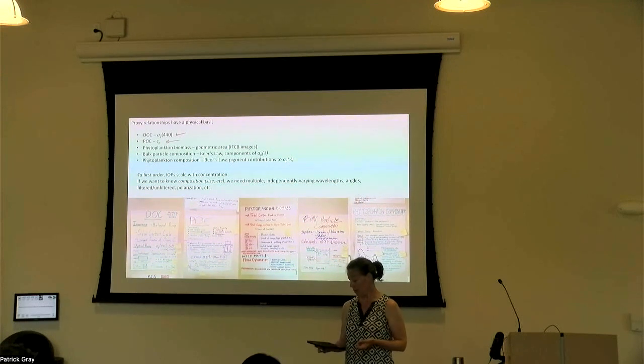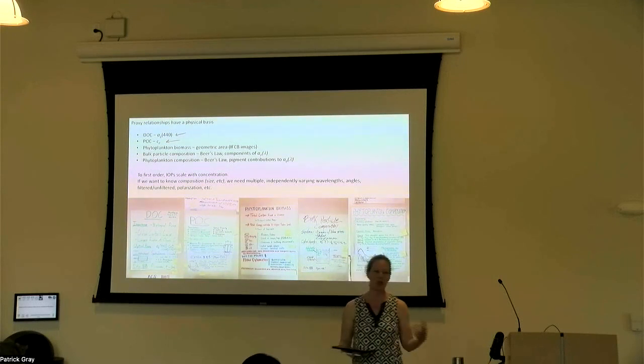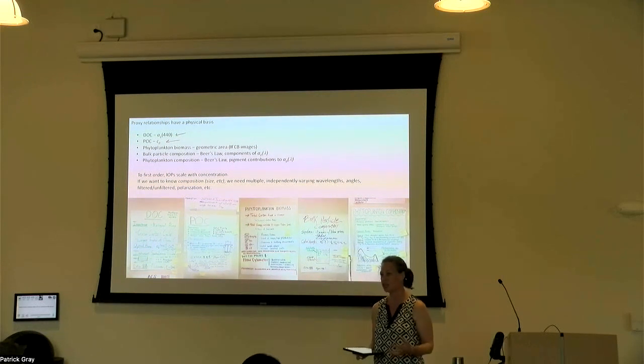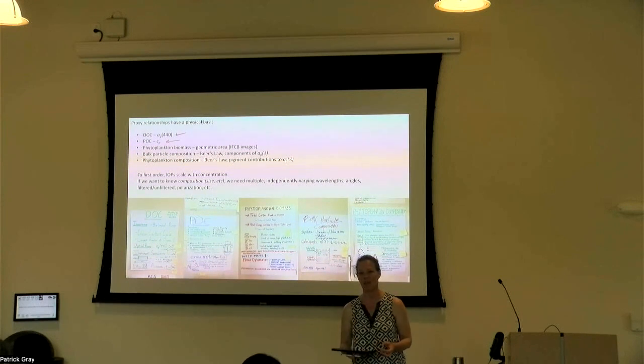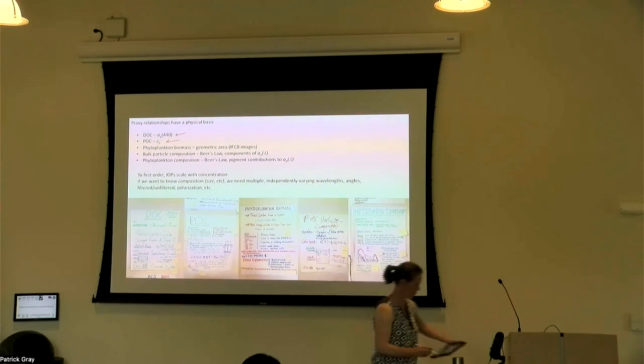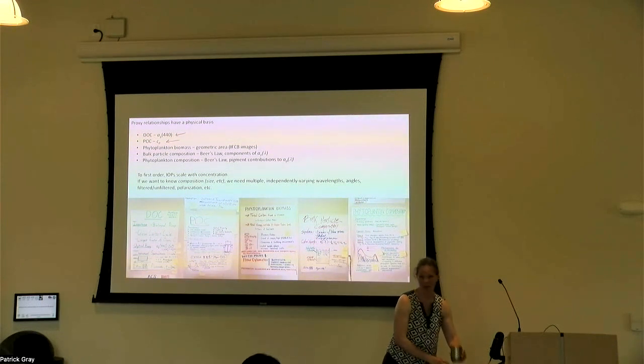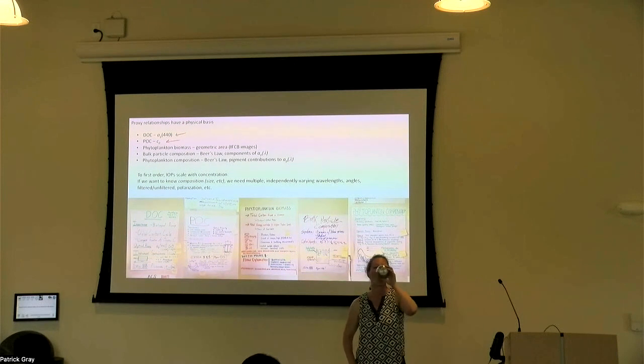We need multiple independently varying wavelengths, so we'll get to that in a minute, or different angles of scattering, or filtered versus unfiltered measurements, polarization, etc. Right? So we have to have some additional information for proxies to get more complicated than just how much stuff is there.